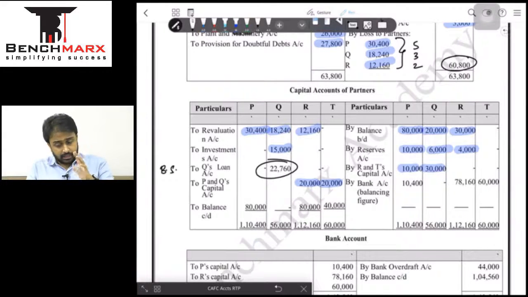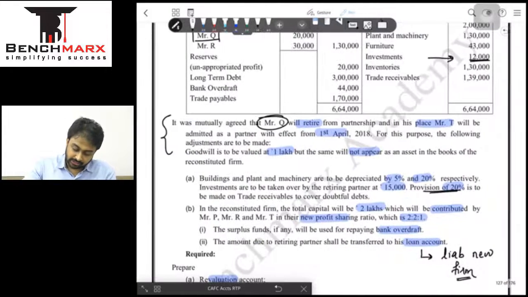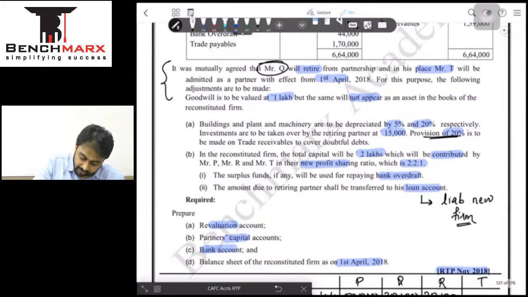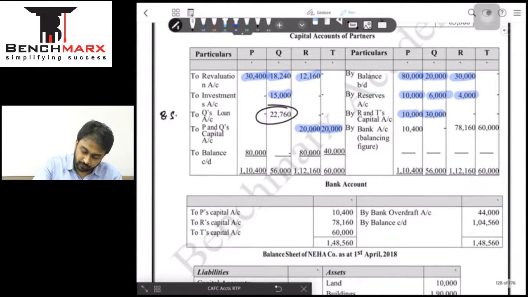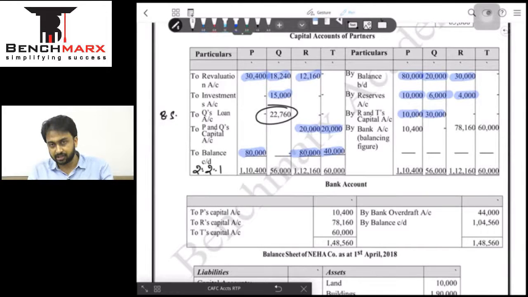ठीक है. Now had the question been silent तो we would have simply balanced the capital account, लेकिन the question has said that in the new firm the total capital is going to be 2 lakhs, which will be in P, R and T in the new PSR, that is 2:2:1. So it appears to be 80:80:40. So 80:80:40 is the closing balance of all the partners in the capital account. So balance carried down is 80:80:40. This is in the ratio of 2:2:1 for capital adjustment.